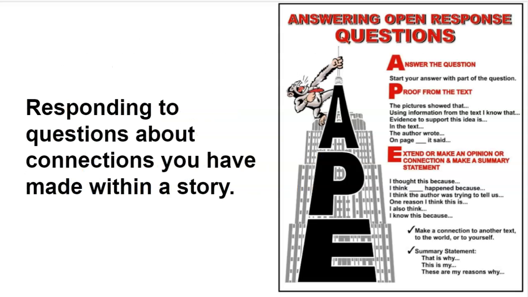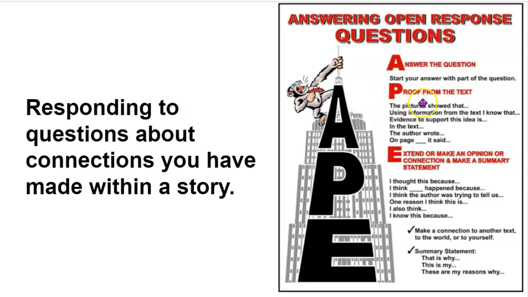So once you have made some connections and you have highlighted your text and annotated it, you will have 2 questions to respond to about the connections that you have made within a story. And we like to use the APE format because it helps us clearly respond. So we want to have at least 3 sentences. We want to answer the question, and we want to start our answer with part of the question, so key words from the question.